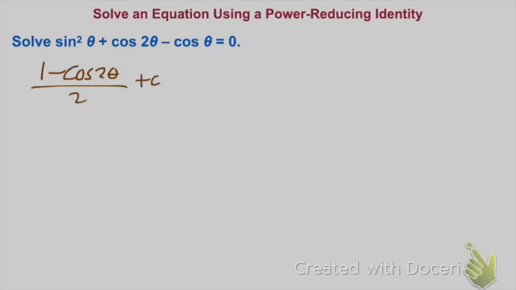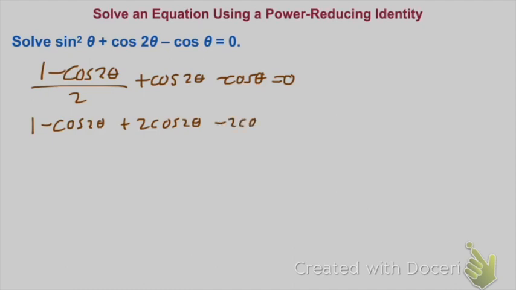And then we have plus cosine 2 theta minus cosine theta equals 0. So I don't want to work with fractions. So what I'm going to do is multiply every term by 2. And if we do that, we get 1 minus cosine 2 theta plus 2 cosine 2 theta minus 2 cosine theta. And we multiply 0 by 2, we get 0.